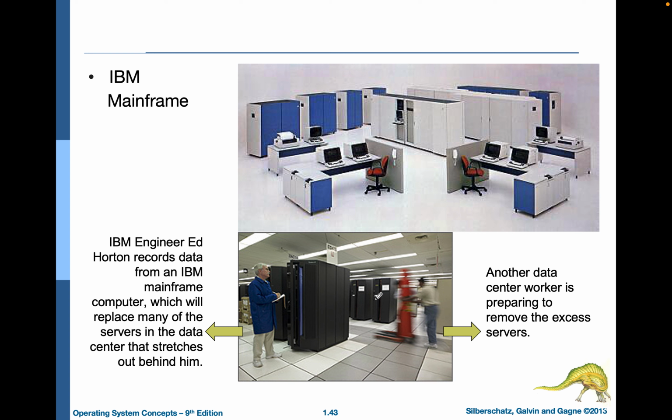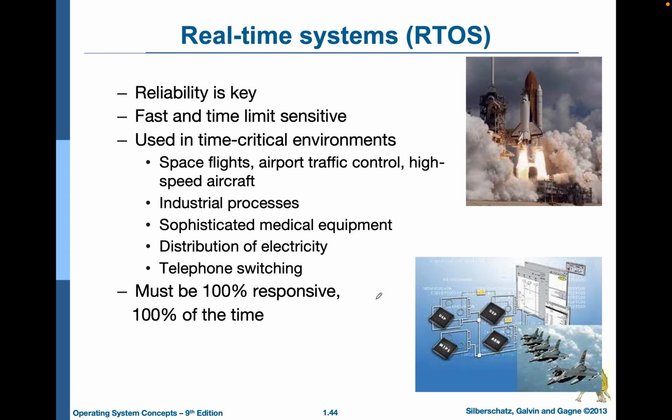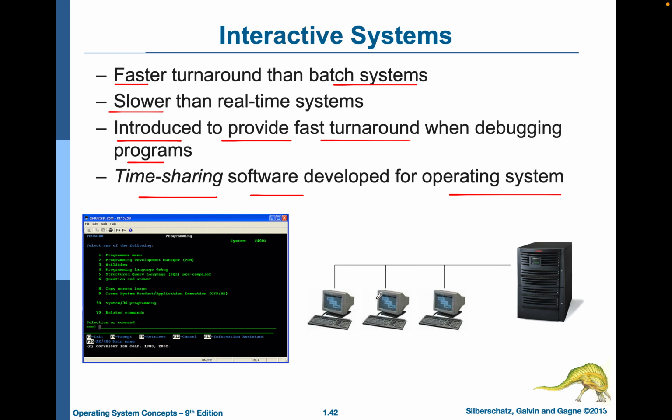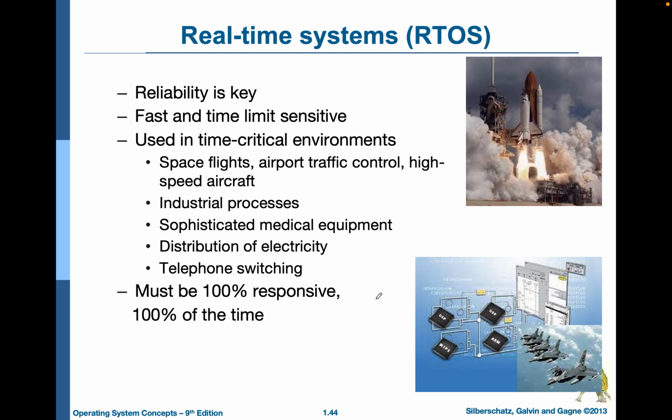Okay, IBM mainframe, no need for us to explore more because this one we have gone through together. Similar also in your COE subject. Now, after we have the interactive system, we move to the real-time system, or we can call it RTOS. Reliability is the key for this system, the real-time system, which is much faster and time limit sensitive.